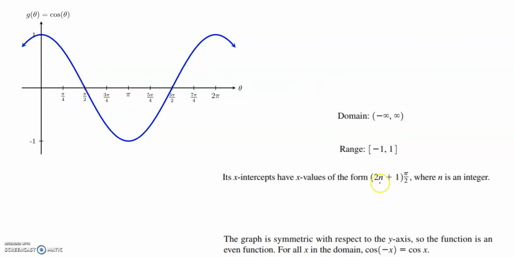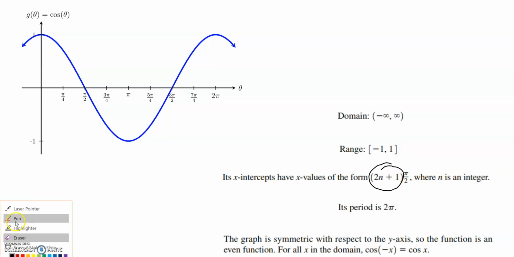Alrighty, so we represent an odd number with 2n plus 1. 2n plus 1 here represents an odd number. So every odd integer times pi over 2, that is where it will cross the x-axis. Also, it has the same period as the sine function, which is 2 pi. So it goes from here and it comes back to that spot at 2 pi. And so now it's going to start to repeat that same motion.